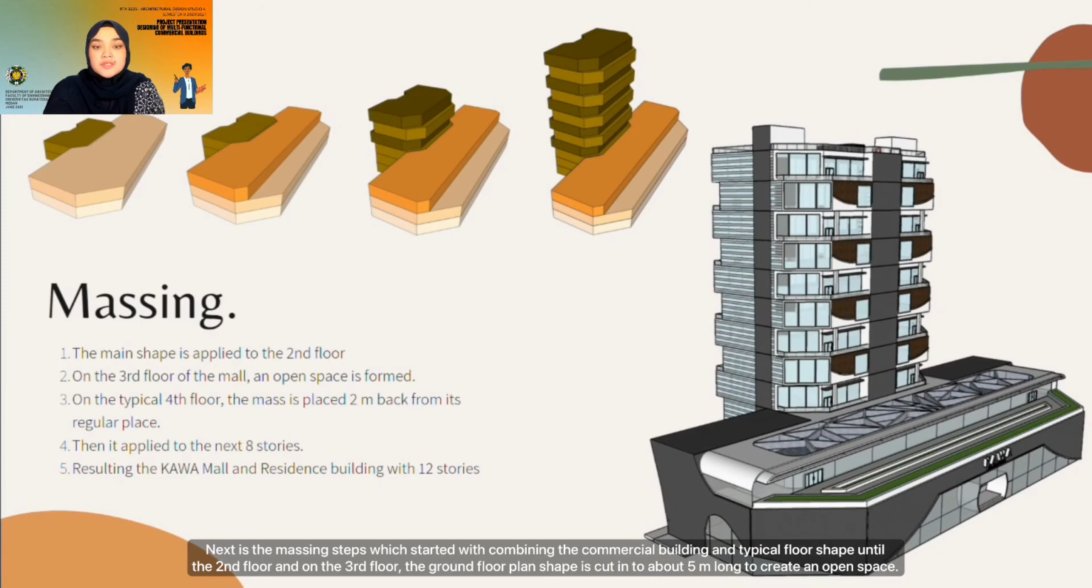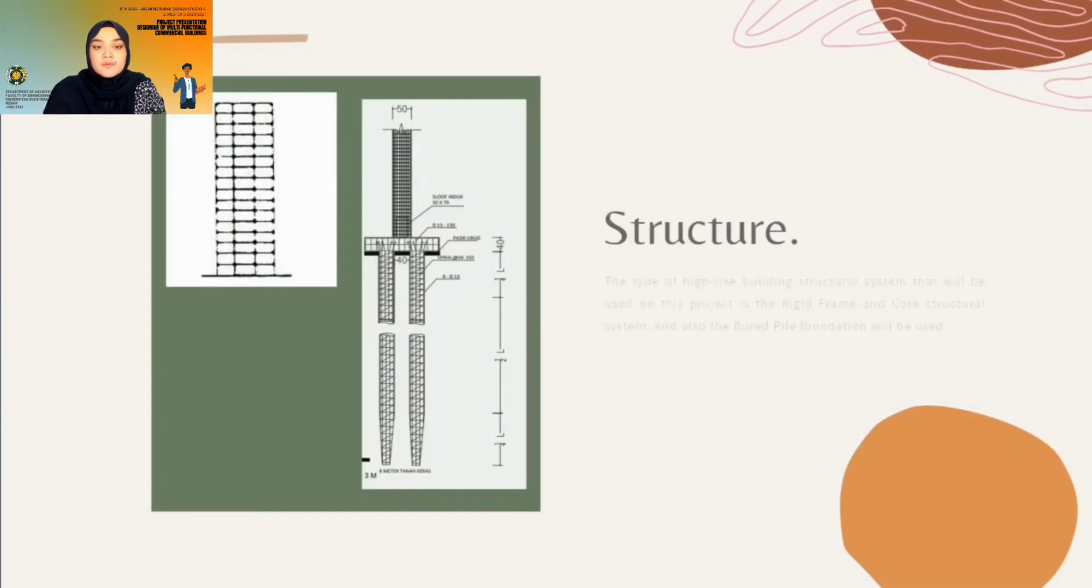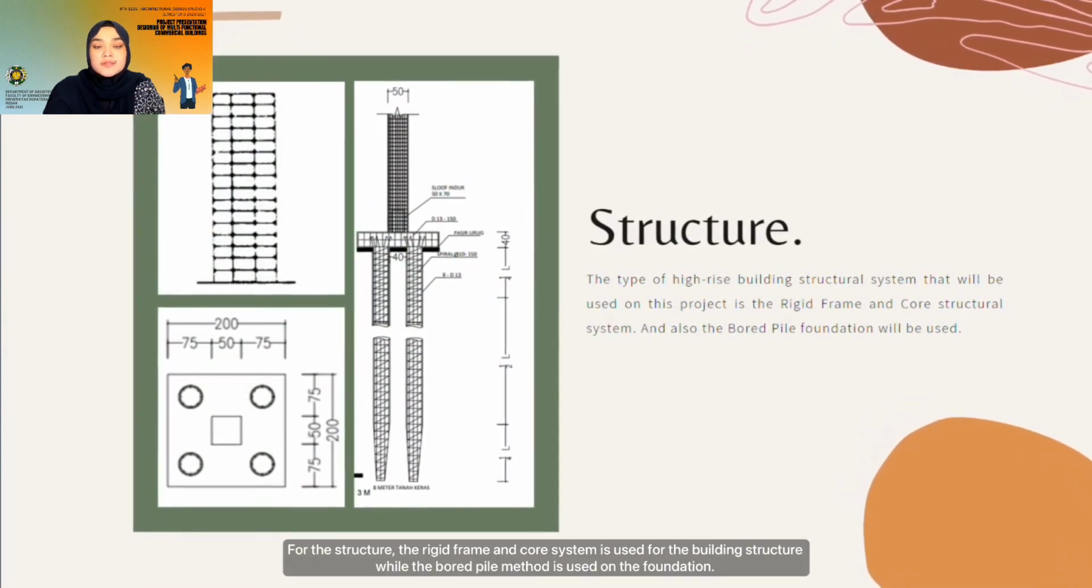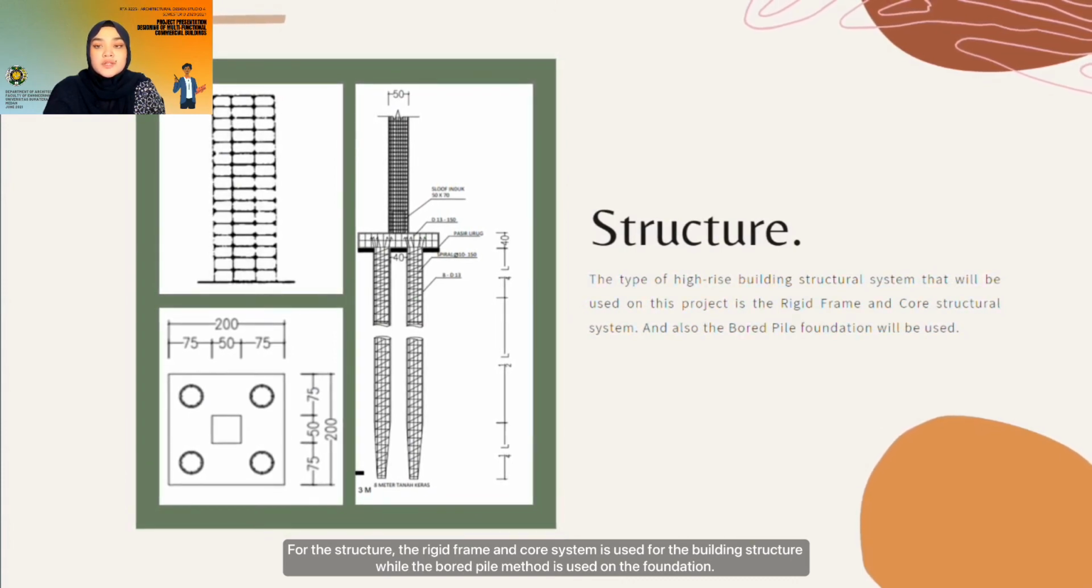Next is the massing steps, which started with combining the commercial building and typical floor shape until the second floor. And on the third floor, the ground floor plan shape is cut about 5 meters long to create an open space. On the fourth floor, the typical floor mass is placed 2 meters back from its regular place, and on the next floor, it is placed back onto the regular place. This method creates a back and forth concept all along the typical floor. For the structure, the rigid frame and core system is used for the building structure, while the bore pile method is used on the foundation.